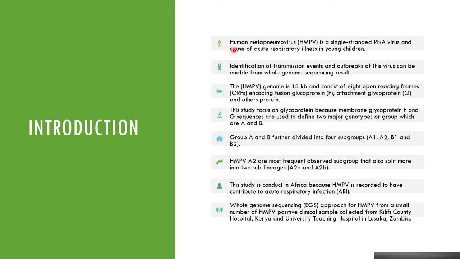So what is human metapneumovirus? HMPV is a single-stranded RNA virus and can cause acute respiratory illness in young children. Another characteristic is that the HMPV genome is about 13 kb in size and consists of 8 open reading frames. Most of these studies are conducted in Africa.